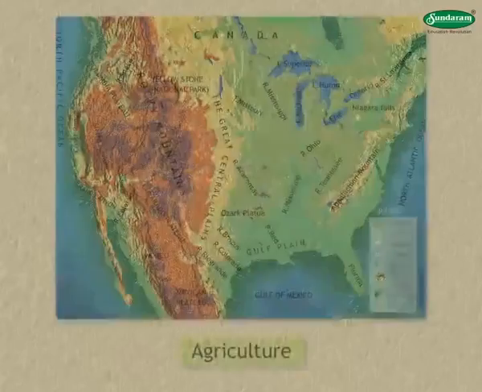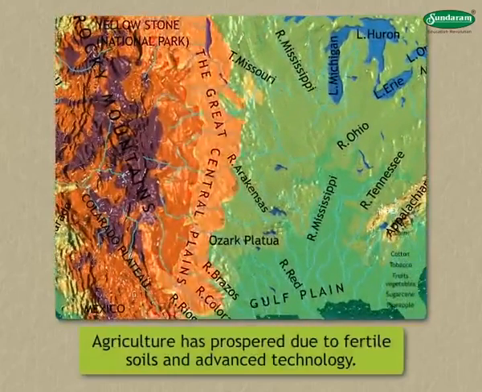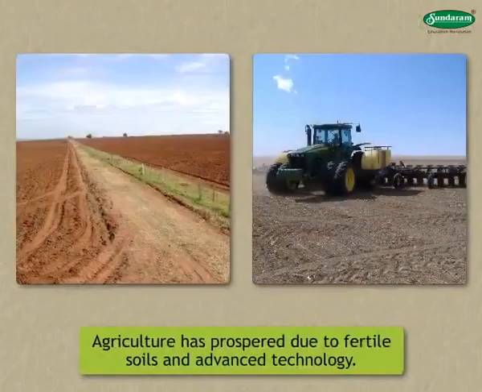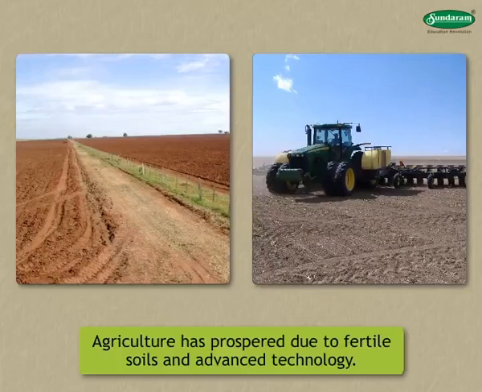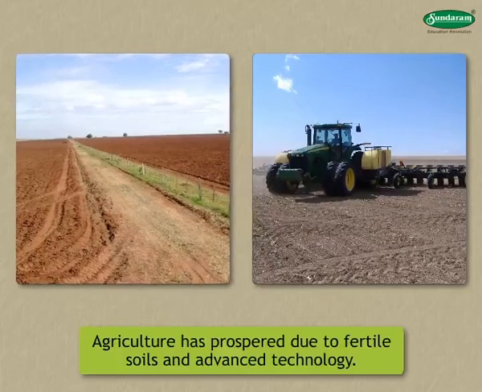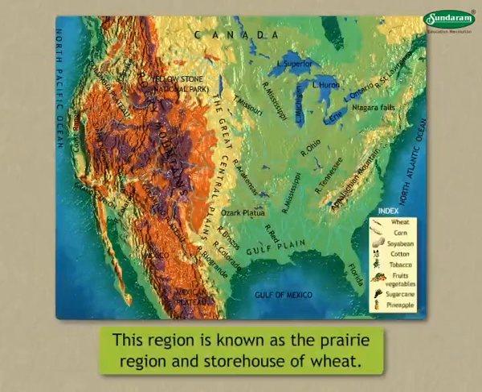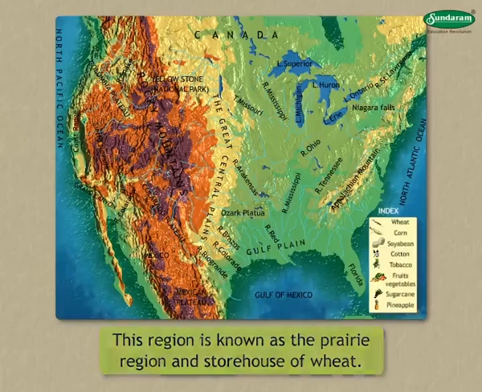Occupations. Agriculture. Agriculture has prospered in the Central Plains due to the fertile soils and use of advanced technology. Due to the fertile soils of the Mississippi-Missouri basin, modern machinery and new agricultural methods, it has become a leading country in agricultural production. This region is known as the Prairie region. This is also called a storehouse of wheat.